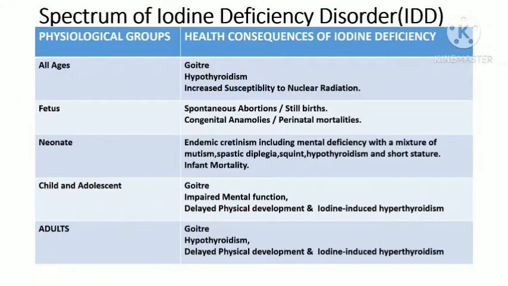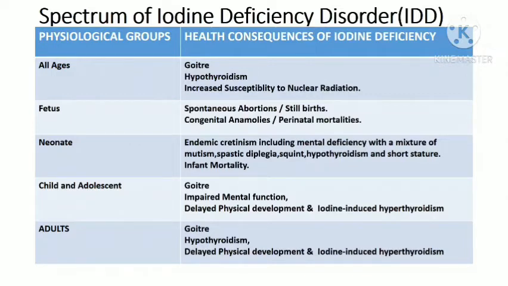Amongst all ages, you can see the health consequences are goiter, hypothyroidism, and increased susceptibility to nuclear radiation. In the fetus, it can lead to spontaneous abortions, stillbirths, congenital anomalies, or perinatal mortality. In neonates, we can see health consequences like endemic cretinism, including mental deficiency, with a mixture of mutism, spastic diplegia, squint, hypothyroidism, and short stature, and there are increased chances of infant mortality also.